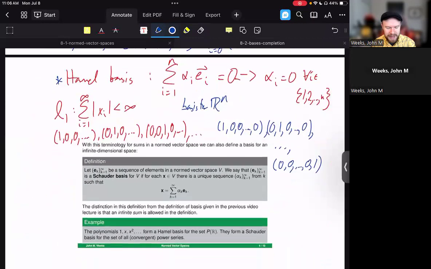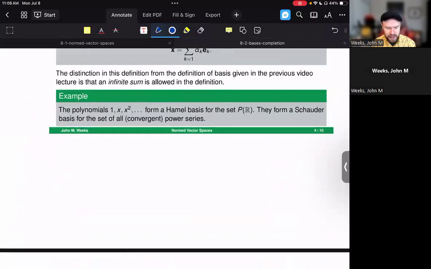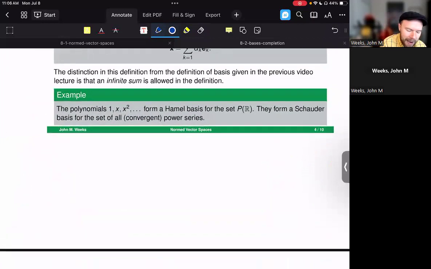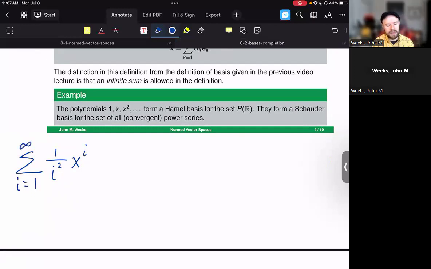Let's consider the space of all power series. If we look at the space of all power series here, remember that a power series is where you can be taking something like x to the i, and you can give it a sequence based off of that. So we could go, for example, to the sum of 1 over i squared times x to the i, and we could take that sum to go from i equals 1 to infinity. This is an example of a power series where now we have infinitely many terms inside of this.